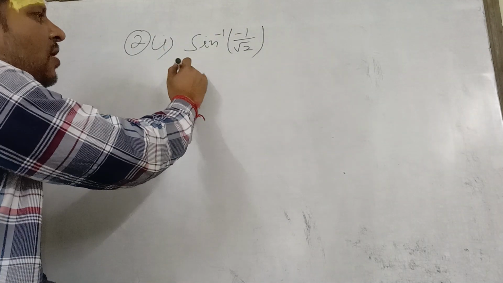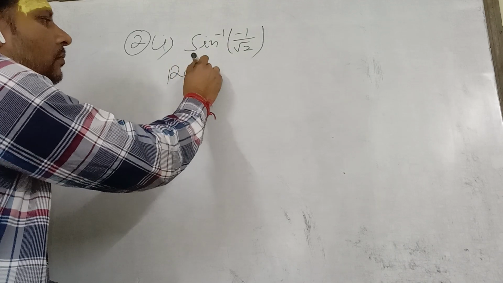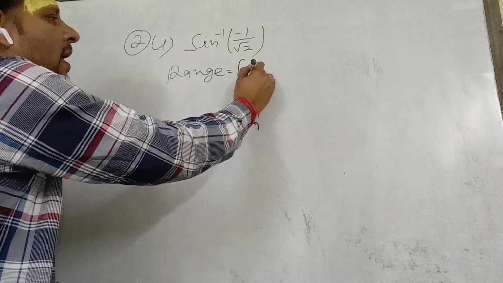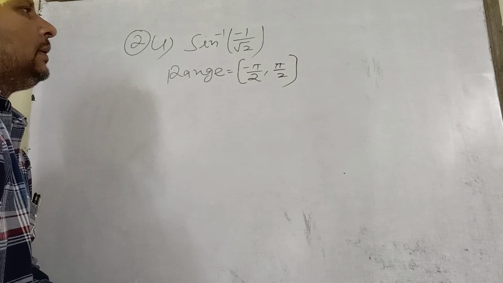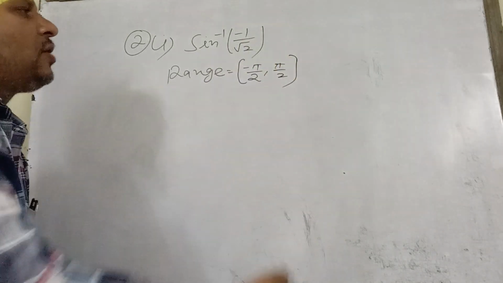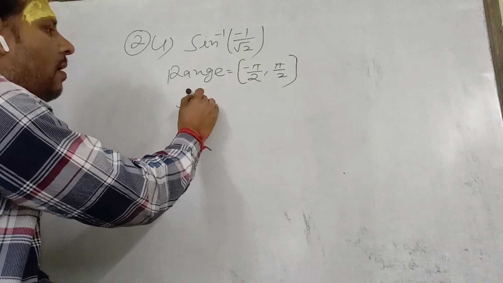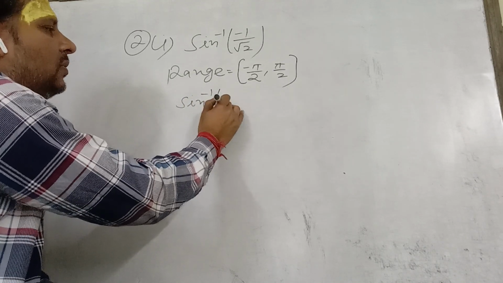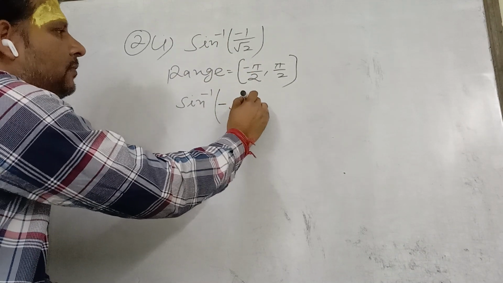So the range of the sin inverse x is minus pi by 2 to pi by 2. You should also write this range in your answer sheet in board exams. So this becomes minus pi by 2, pi by 2. So this becomes sin inverse of minus 1 by root 2, and the value of sin is sin 45 degree.